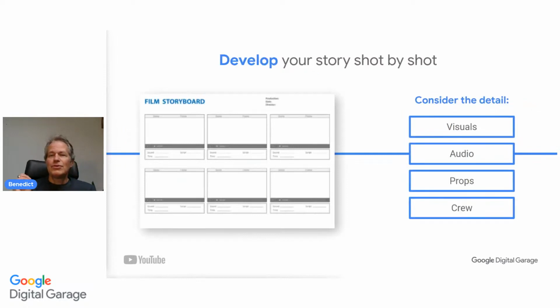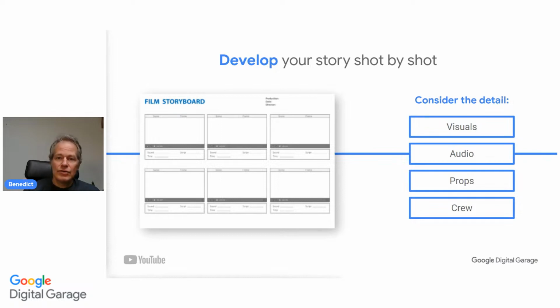All right, develop your story shot by shot. On the left-hand side, we've got what's called a film storyboard, but you can use the same thing for your videos. On the right-hand side, consider the detail: visuals, audio, props, crew. Storyboards are a great tool to plan out your video. Often you sketch different things or what you're going to be doing at the different points. You don't need to be an artist to sketch your video plan. The point is, it's for you, for no one else. It's to help you make sure you've got a beginning, middle, and end.